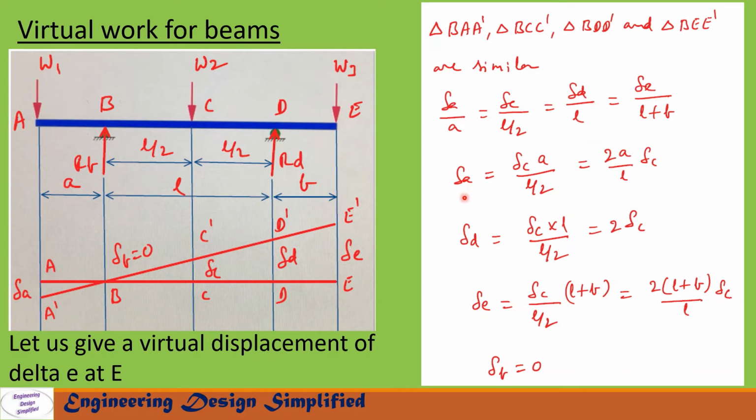The displacement at A, delta A, in terms of delta C can be written as delta A equal to 2a by L into delta C. Similarly, displacement at D, delta D, in terms of delta C can be written as delta D equal to 2 into delta C. Similarly, displacement at E, delta E, in terms of delta C can be written as delta E equal to 2 into (L plus b) by L into delta C. The displacement at B, delta B, equal to 0.